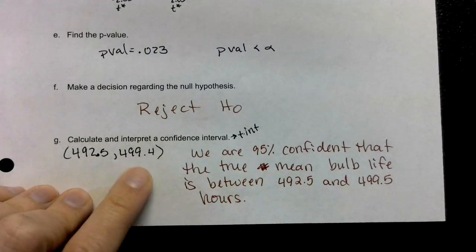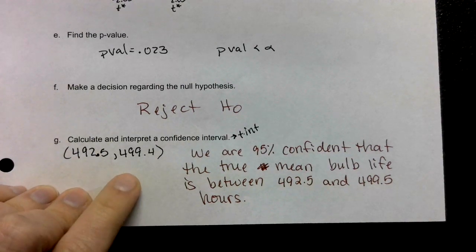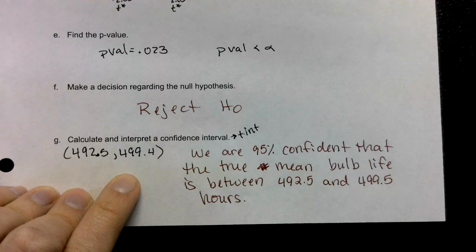So does this support the decision to reject? Yes, because 500 is not in that interval. We're 95% sure that the true mean is somewhere in that interval, and since 500 is not in that interval, we can be pretty confident that it's not 500.